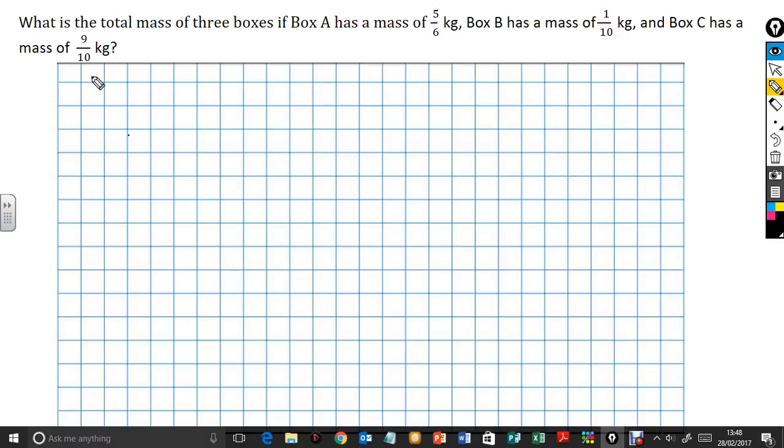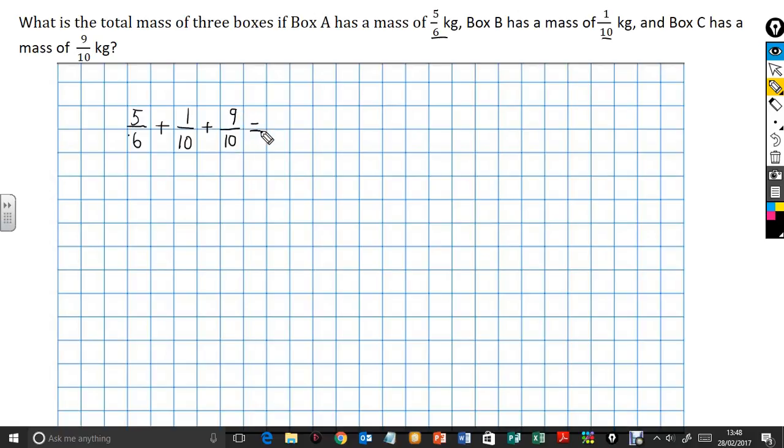So we're going to have 5/6, that's that one. We're going to add to that 1/10, that's box B. And box C is 9/10. Add 9/10.